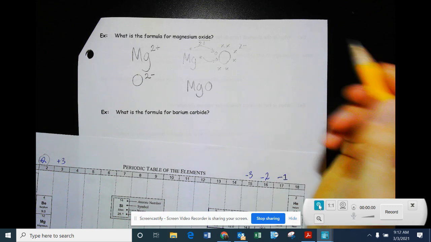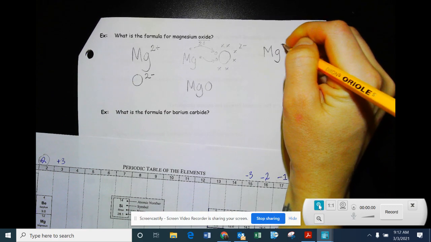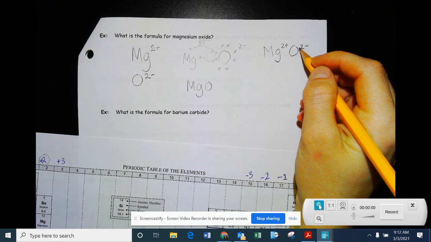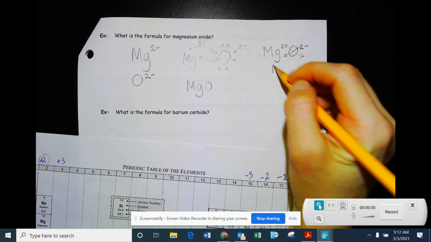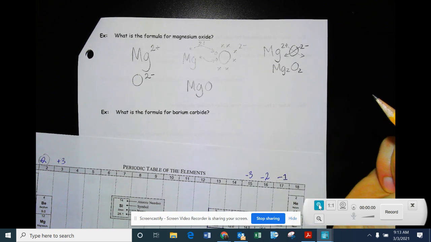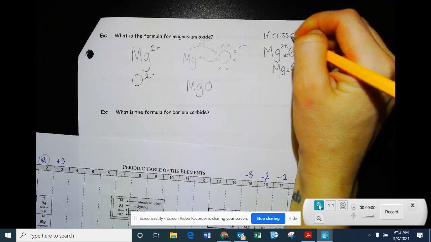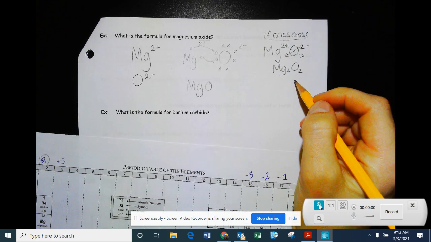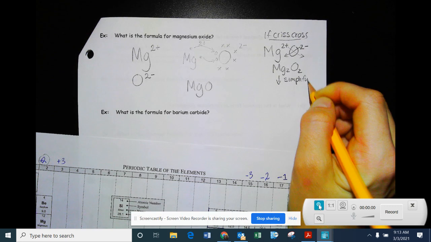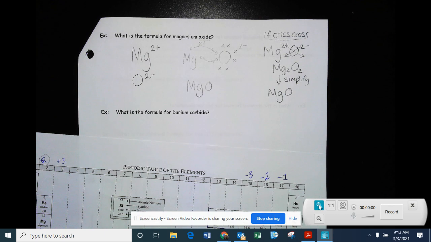Now here's the thing. If you use that shortcut, I talked about this a bit yesterday briefly. If you use that crisscross shortcut for this, what you're going to end up having is Mg2O2. But we do want to put this in the simplest terms. So if you crisscross, you'll end up with this. You've got to simplify to just MgO. Does that make sense?